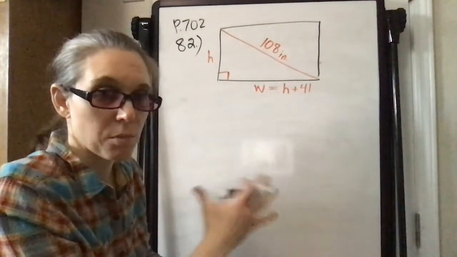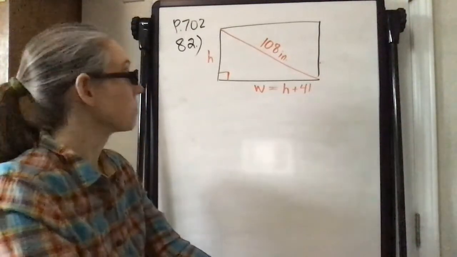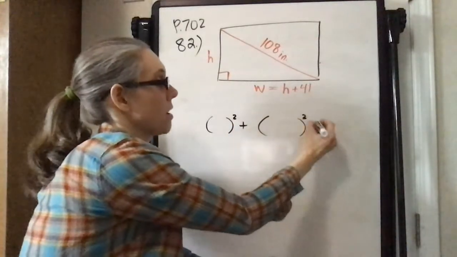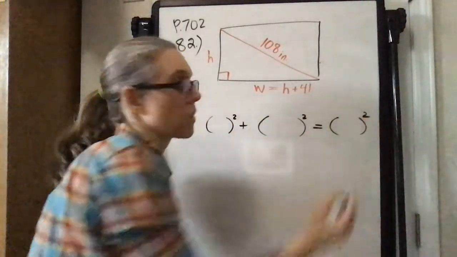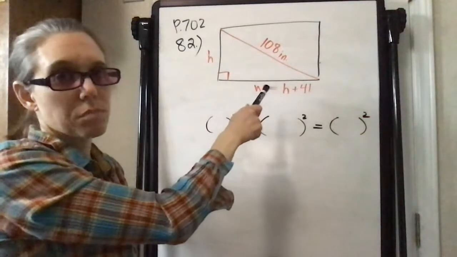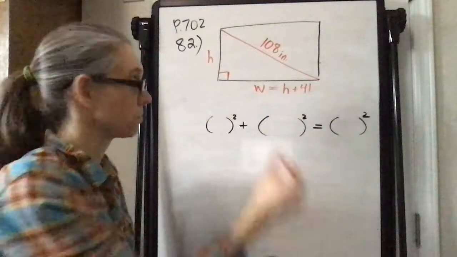So here I'm going to use the Pythagorean theorem. A squared plus b squared is equal to c squared. What is A? What is B? A and B are the legs. So I'll let this one be A and this one be B. It doesn't matter which.